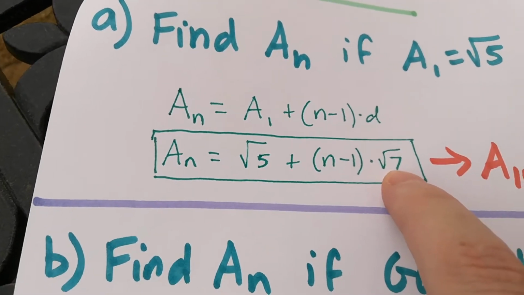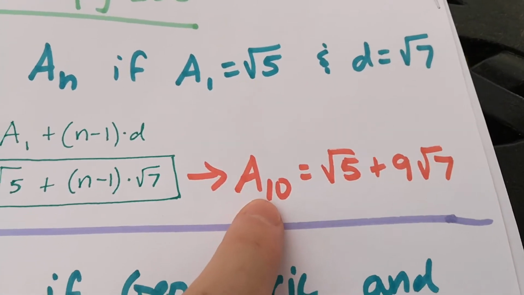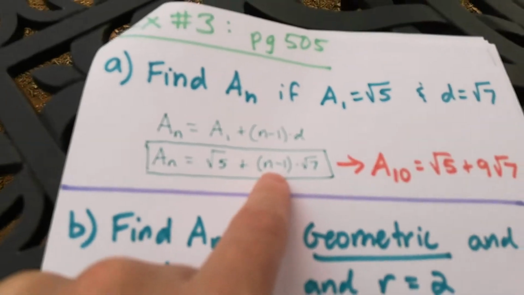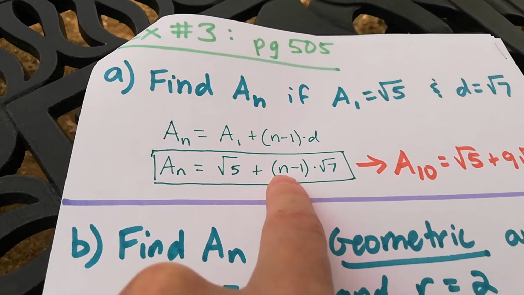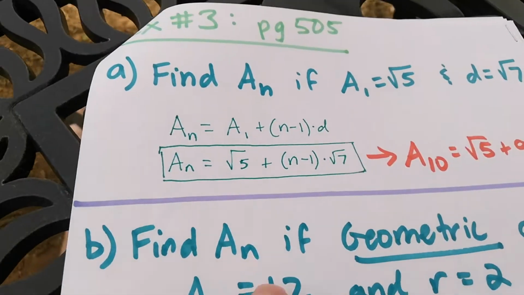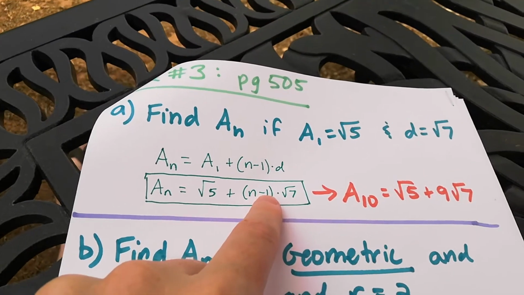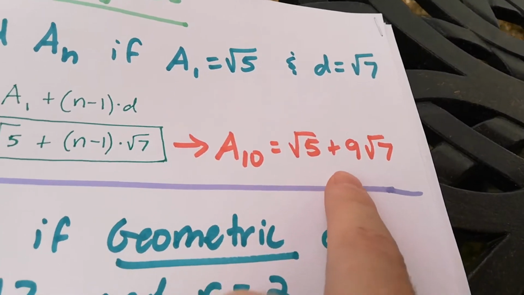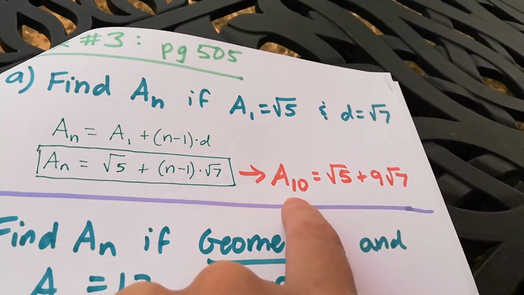If I multiply it all out, I could get a cleaner one, but I don't need to because I just want to find a sub 10. What would be my 10th term? Well, plug in 10 right there. 10 take away 1, okay, I know we're in pre-calc, you guys get this, 10 take away 1 is just 9. So if n is 10, my 10th term would be 9 times the square root of 7. So I've got my original term, a sub 1, plus 9 times the square root of 7. That's my 10th term.